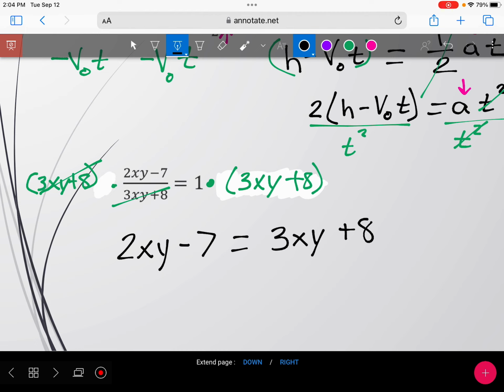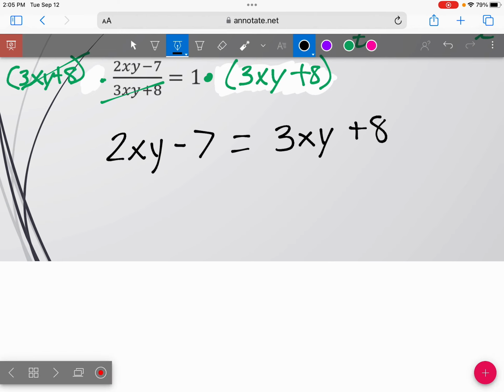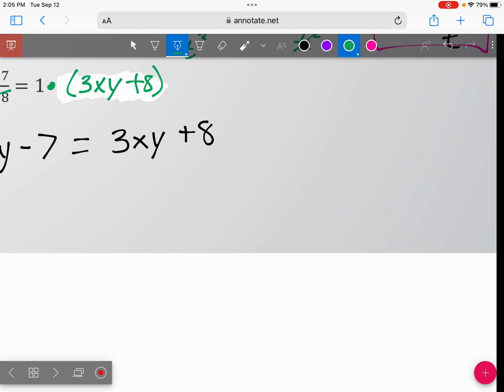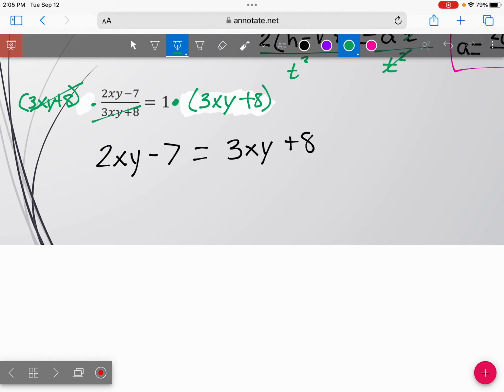I want my y's together so I can get my y's by themselves. What can I do to get my y's together? They are on either side of an equal sign. How can I get them to be on the same side? What if it was 2x plus 7 equals 3x plus 8? How would we get my x's together on this one? Yeah, we'd subtract. It's the same over here. Just because it's xy doesn't change what we're doing. So when in doubt, make it simpler in your head. So if it was just x, we would subtract, because it's positive 2.